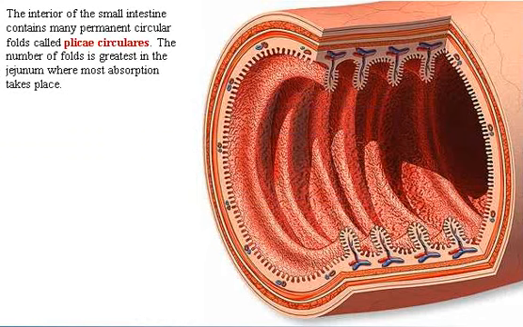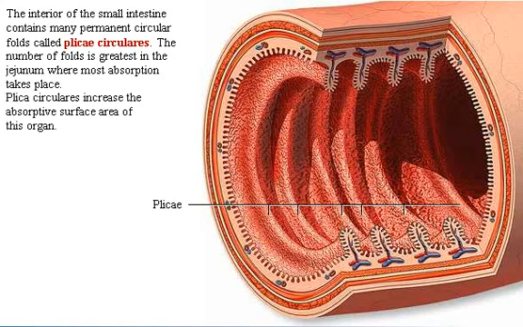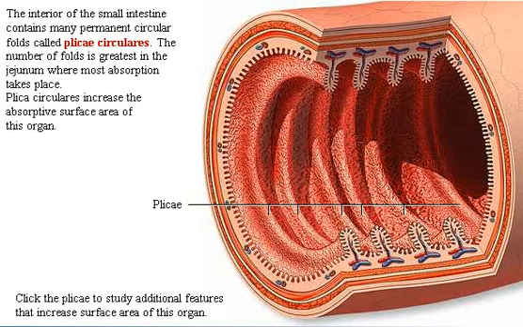The interior of the small intestine contains many permanent circular folds called plicae circulares. The duodenum has few folds. Its function is to neutralize chyme and render it isosmotic. The number of folds is greatest in the jejunum, where most absorption takes place. Plicae circulares increase the absorptive surface area of this organ. Click the plicae to study additional features that increase surface area.